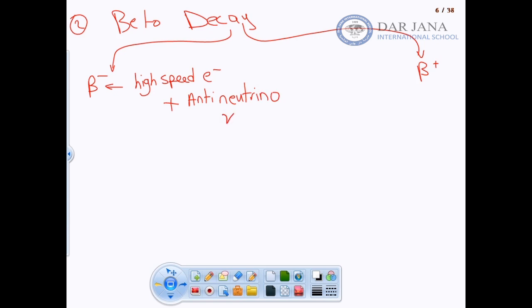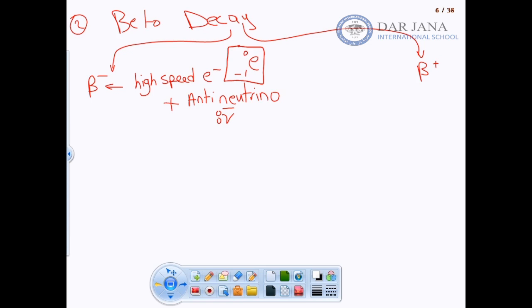Anti-neutrino is a particle. The symbol is nu, 0, 0. It has no mass, it has no charge, and we have a bar at the top of the antineutrino. The electron has a -1 charge or atomic number, and it has a 0 atomic mass. Since it's not a nucleon, it's considered with a 0 mass.